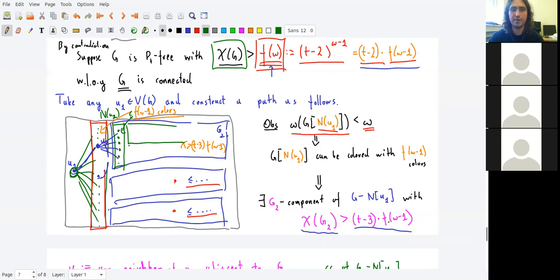Which means that if I partition the rest into connected components, there must exist a connected component with chi larger than now t minus 4 times f of omega minus 1. Why? Because if each of them had chi smaller, then I could color this graph G2 with t minus 3 times f of omega minus 1 colors by coloring the connected components using the same palette of this many colors, and then adding an additional palette of f of omega minus 1 colors for the neighborhood of U2. And so on and so on. So then I can find U3 somewhere here, and so on and so on.